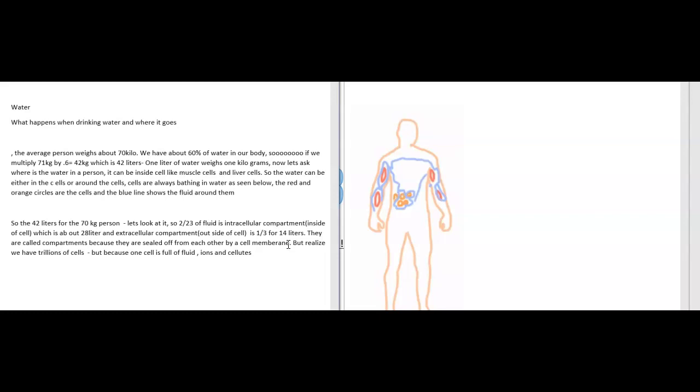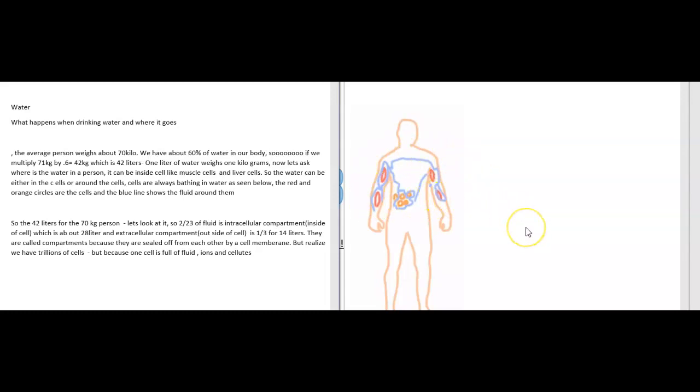So it can be inside cells, like the muscle cells. Got muscle cells here, or where else do I have? Our cells are always bathing in water as well. I have this below, but I have it next to you so you can see it. The red and the orange circles are the cells, and the blue line shows the fluid around them.